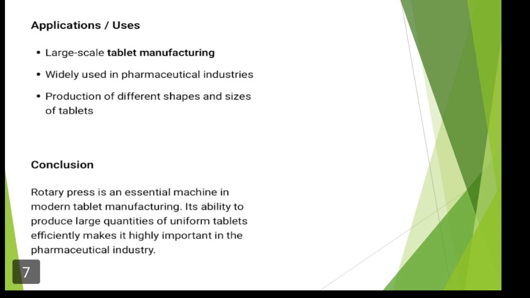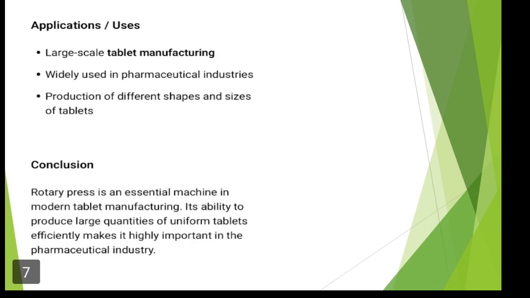What is a rotary press? A rotary press is a multi-station tablet compression machine used in pharmaceutical industries to produce tablets in large quantities by continuous compression of granules or powder. The principle of the rotary press compression machine is compression.